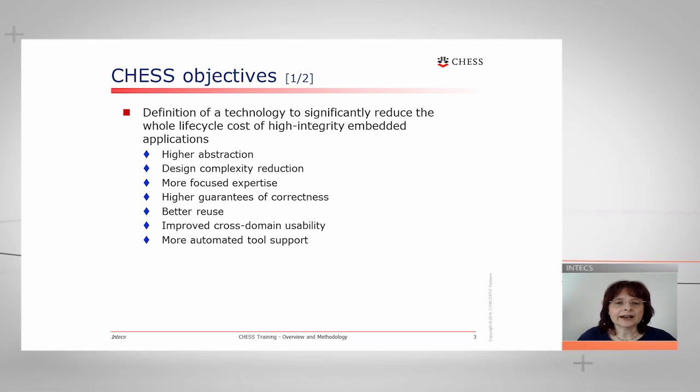A technology that allows to reduce the design complexity. An approach that offers the possibility to address different concerns separately, thus exploiting focused expertise. The definition of a process with higher guarantees of correctness, where design errors are caught earlier in the life cycle. A process that fosters components reuse, and the definition of a development process and technology that was sufficiently generic to be fruitfully applied in different domains. Finally, we tried to provide improved tool capabilities to support the overall process.